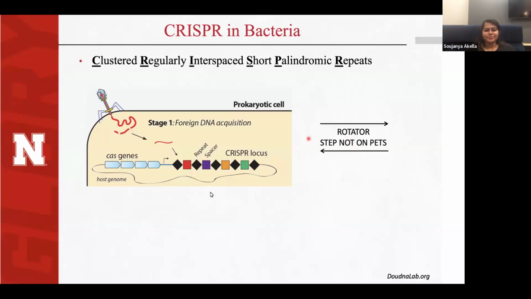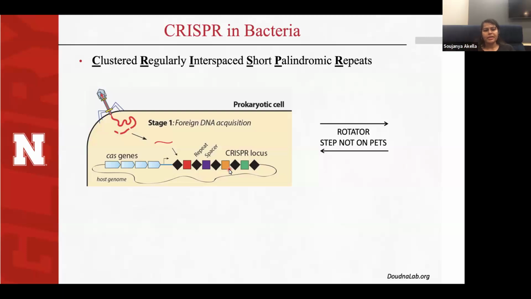So in this CRISPR locus, these black diamonds that you see are the repeats. They are all fairly short. I think it's supposed to be like 20 to 40 base pairs, and they are all in the form of palindromes. Why that is important, you'll understand as I explain the rest of the slide. But okay, so that's what the SPR part of CRISPR is. They're short, they're palindromic sequences, and they are all repeats.